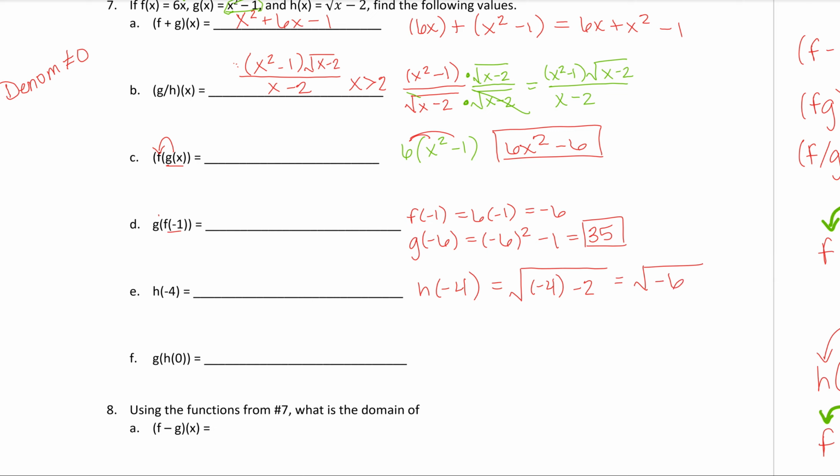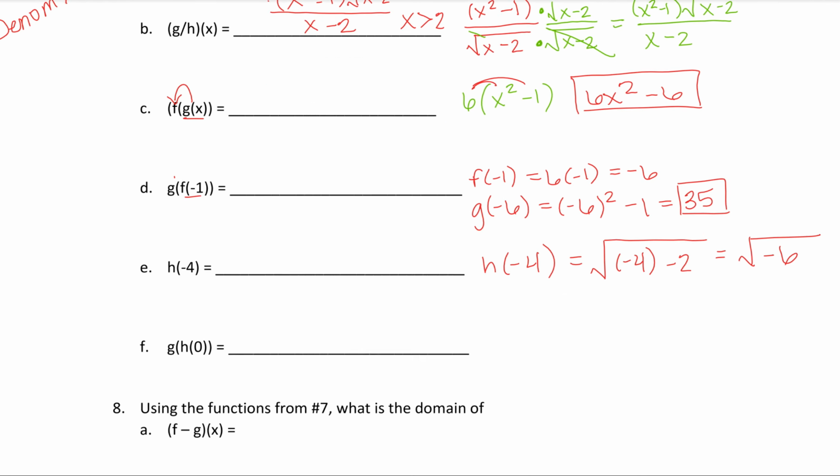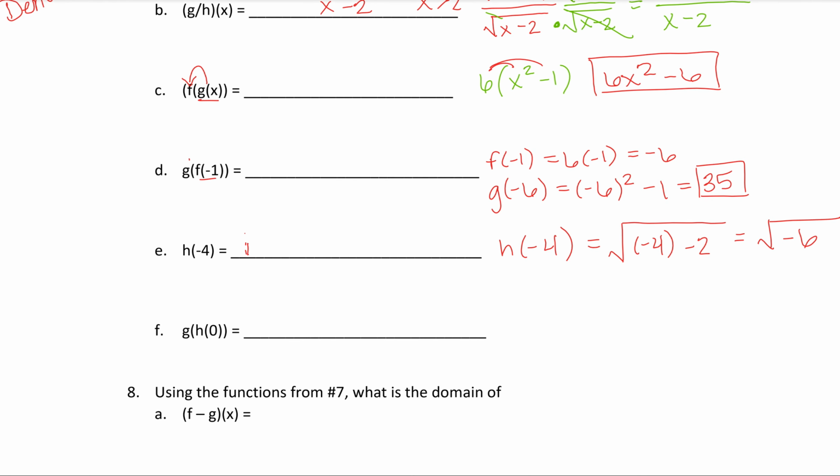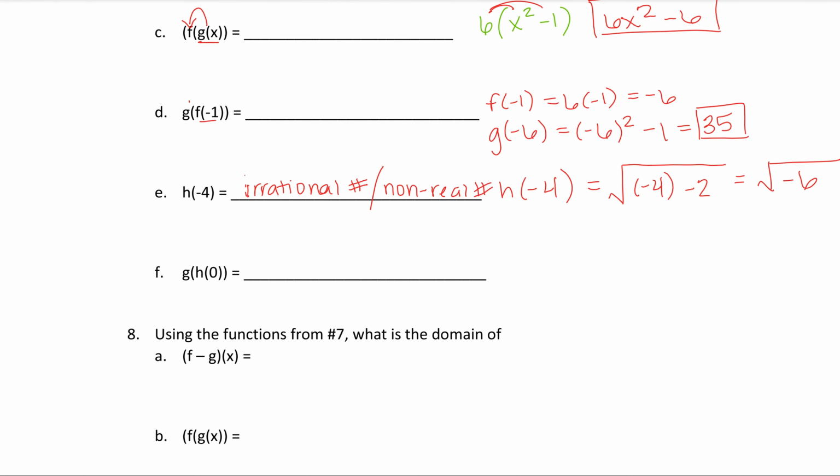Now, if we know anything about our square roots, we know that we cannot have a negative underneath our square root. We end up getting an irrational number, or we say that it is a non-real number, okay? So anytime you end up getting a negative underneath the square root, you cannot take the square root at all. We say that it is an irrational number. You will eventually learn to pull out the negative, but we're not there yet.